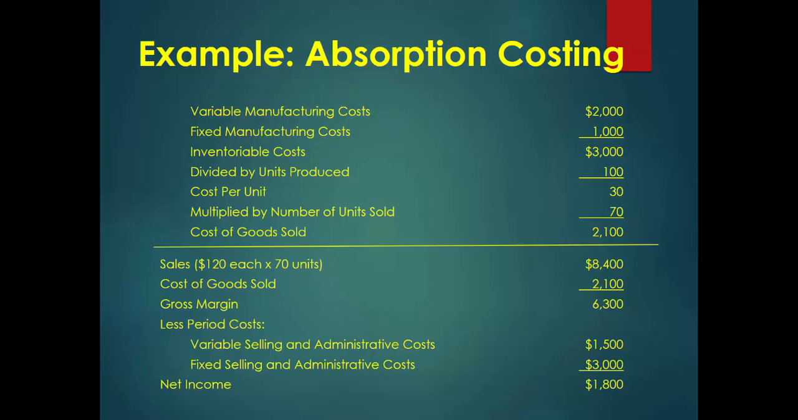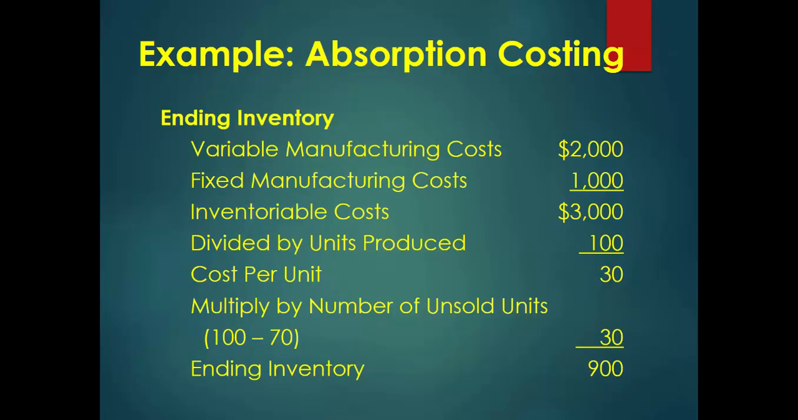If I want to calculate my ending inventory, then I will simply go back and look at my cost per unit. So the top of this calculation we just saw in the previous slide, calculating our cost per unit at 30. We're going to multiply the 30 times the number of unsold units, which was also 30, coincidentally, and we had ending inventory of 900 under absorption costing.